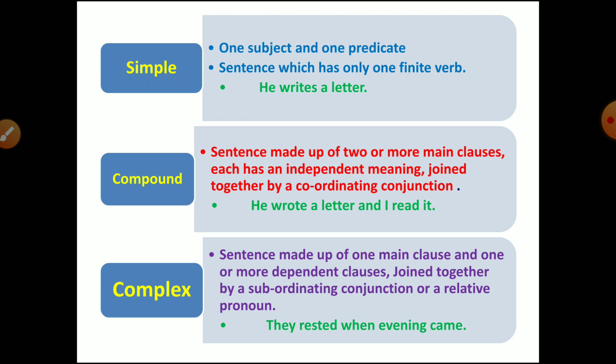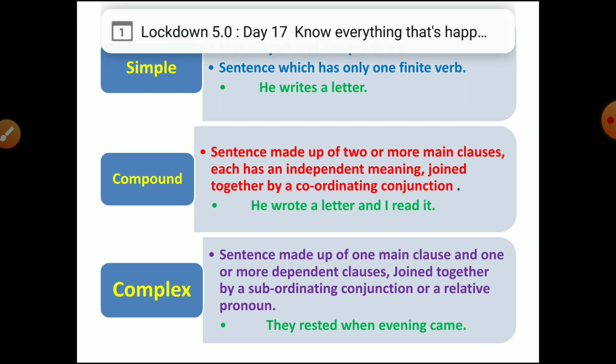But here in this complex sentence I said one must be a main clause and one or more dependent clauses, but one main clause is important, joined by a subordinating conjunction. So this main clause and subordinate clause are joined by subordinating conjunction. These two types of conjunctions, coordinating conjunction and subordinating conjunction, we must have some idea about it. Then we have an example. They rested when evening came.